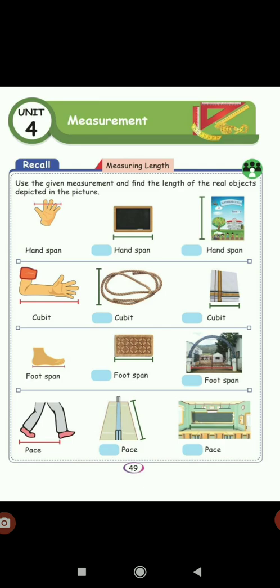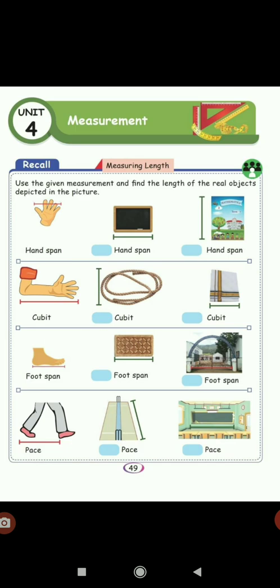Small objects can be measured with the help of the hand span. For example, we can measure the length of the board or the length of the book. Next, cubit. It is measured from the elbow to the tip of the middle finger. We can measure the length of the rope and also the length of the dhoti.